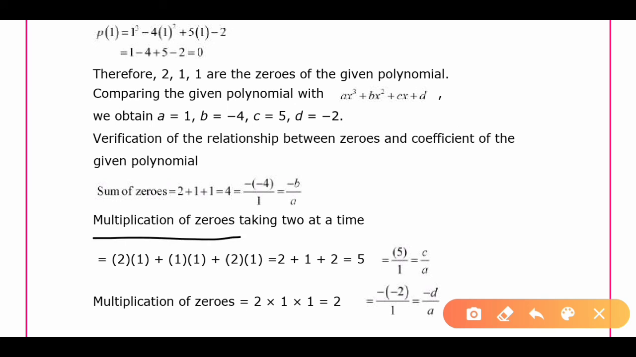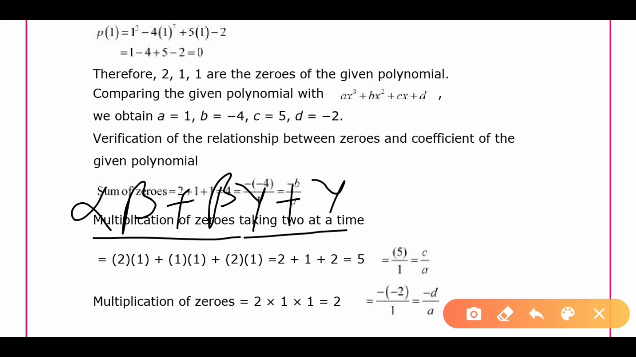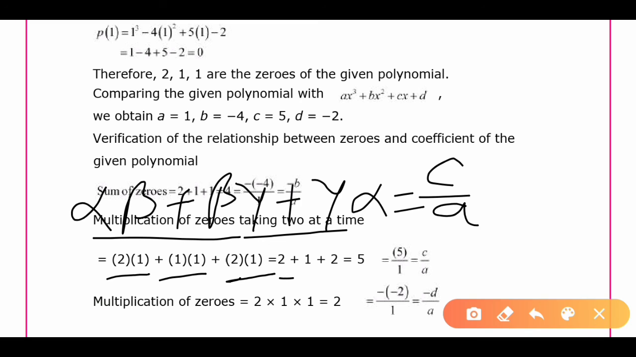Next one is the multiplication of zeros taking two at a time. That means alpha beta plus beta gamma plus gamma alpha equals c upon a. Clear? So putting the values in this equation, we'll get 2 into 1 plus 1 into 1 plus 2 into 1, that is 2 plus 1 plus 2 equals 5, and that one equals c upon a.